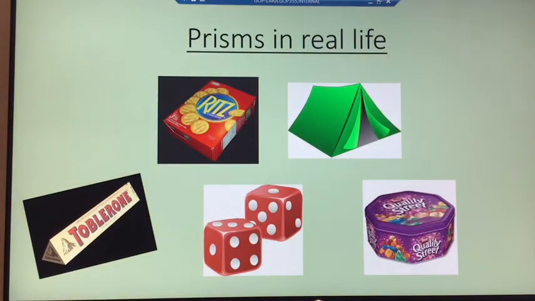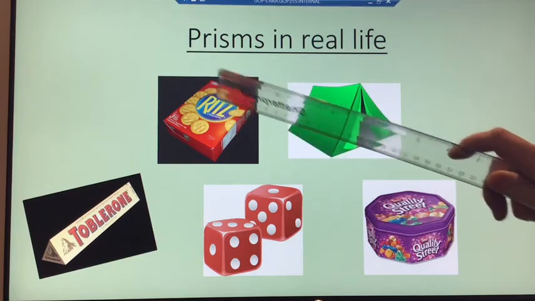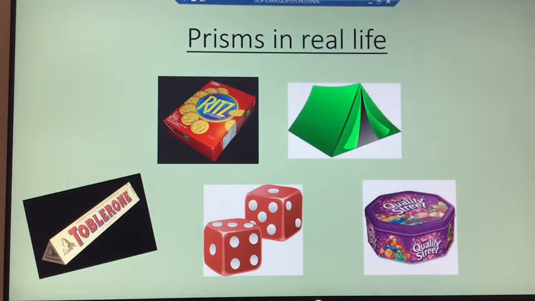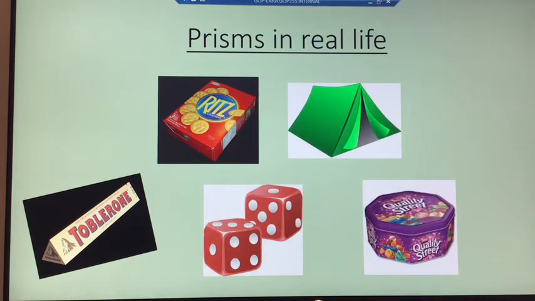Here are some prisms in real life. And as we've just discussed, if you cut this box anywhere along its length, the end face would always be a rectangle. Similarly, this tent is a triangular prism. The dice are a square prism. The Toblerone is another triangular prism. And the Quality Street box is an octagonal prism. If you sliced it anywhere along its height, the end face would always be an octagon.